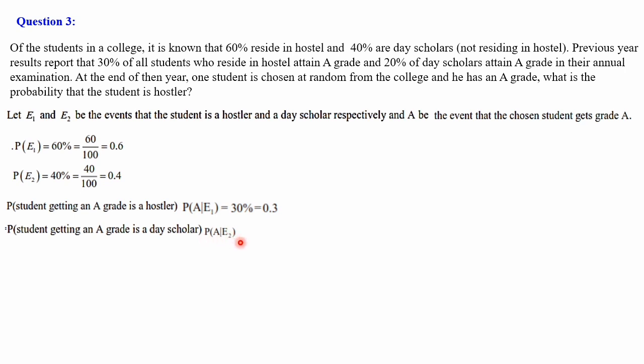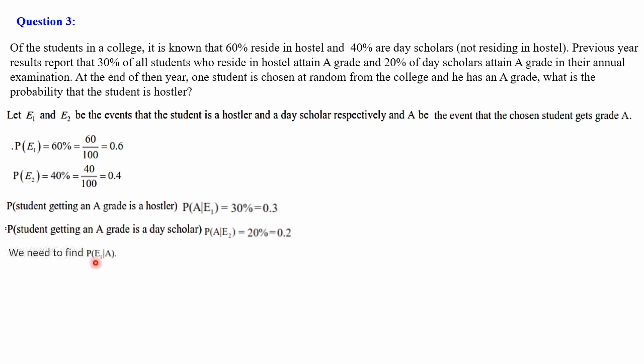So P of A given E2 is given to you here as 20%, that is 20 by 100, 0.2. What we have to calculate is P of E1 given A. That means if a student is chosen at random from the college and he or she has an A grade, what is the probability that the student is a hosteler? Given that he or she has an A grade, we have to find the probability that he or she is a hosteler.